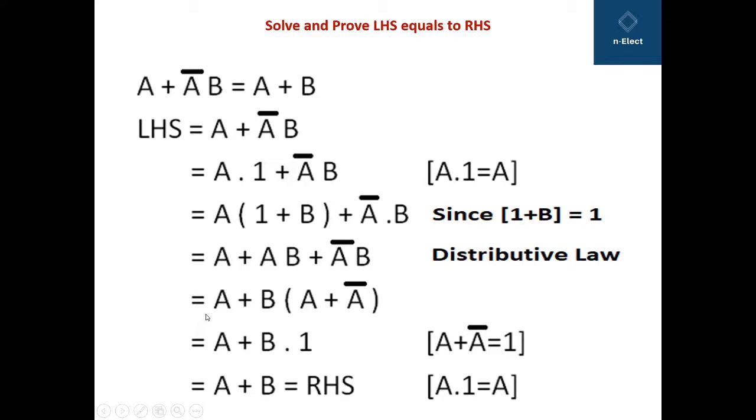Now here A we have taken, plus B is taken common from these two terms, and into the bracket we will get A plus A bar. Now A plus A bar, we can again apply the OR law to this. So A plus A bar will be turned into 1. So this is A plus B into 1, which is nothing but A plus B, which is the right hand side of the equation.